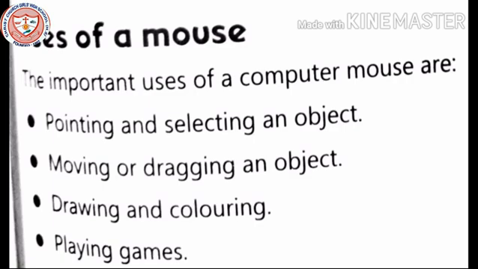Number 2, moving or dragging the object. You can move an icon from one place to another, or you can drag it from one place to another. So you can move or drag objects to wherever you want on the whole screen. Next, that is very interesting, that is drawing and coloring. With the help of a mouse, you can draw and color in MS Paint.